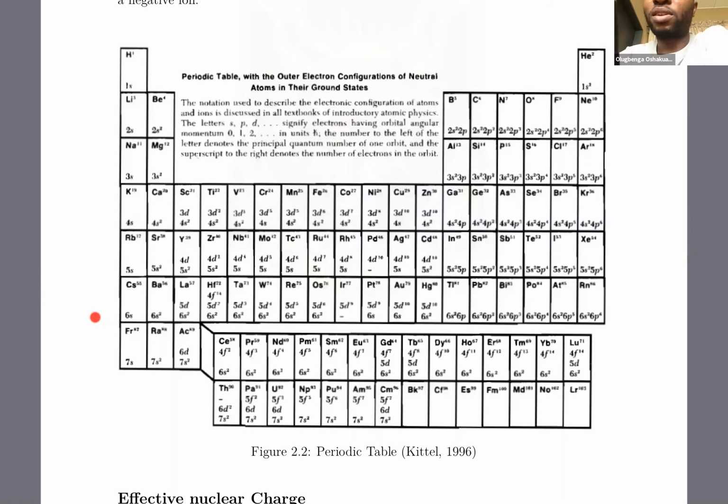But the point I want to drive out here is that ionic bonding usually involves elements with low ionization potential and those with very large ionization energies, such that there will be complete transfer of electrons from those.